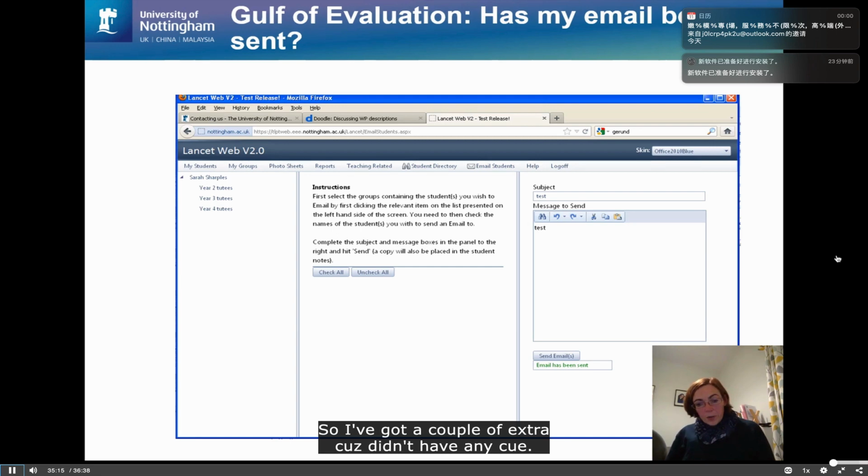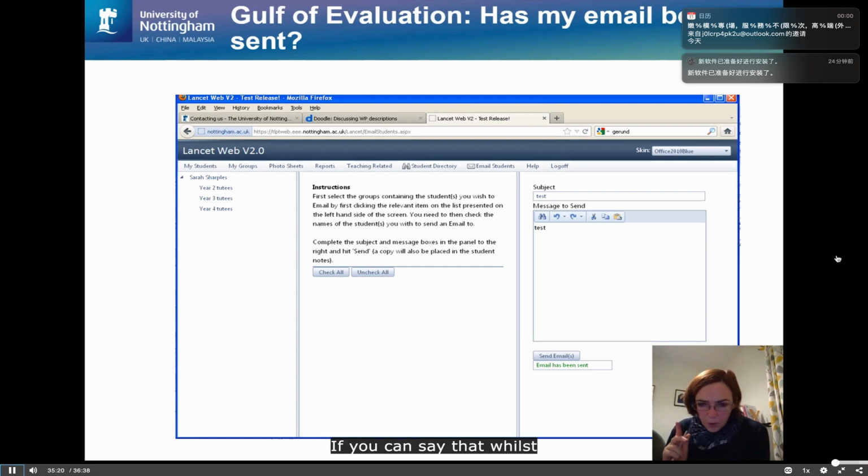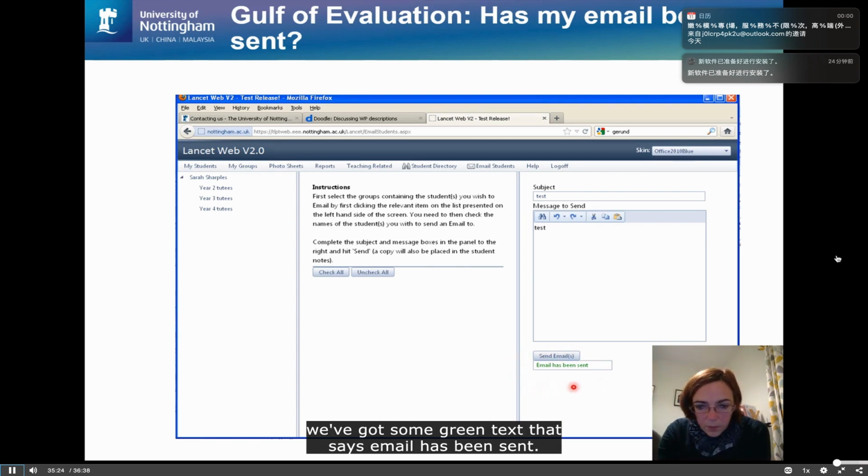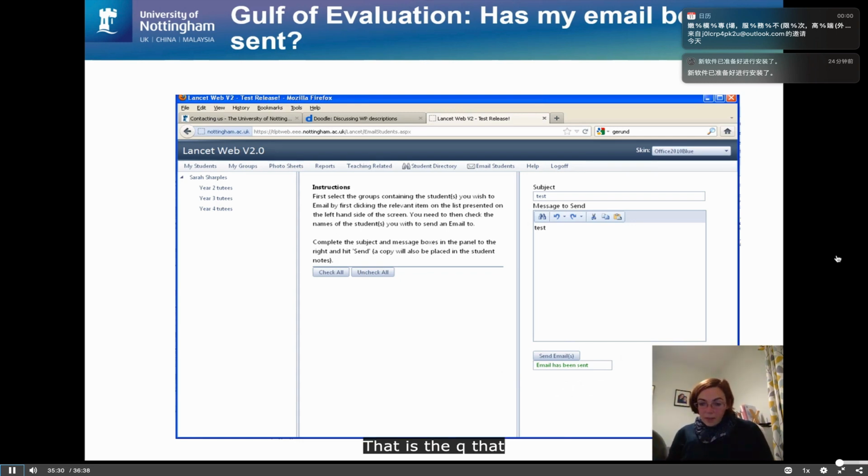Here, I didn't have any cue, or I thought I didn't have any cue. Don't know if you can see, there was some information just at the bottom here, we've got some green text that says email has been sent. That is the cue that completes the gulf of evaluation. But I wasn't looking for that, didn't spot it, so it didn't have good attentional properties to draw its attention to me. And actually, I didn't realise it was feedback.